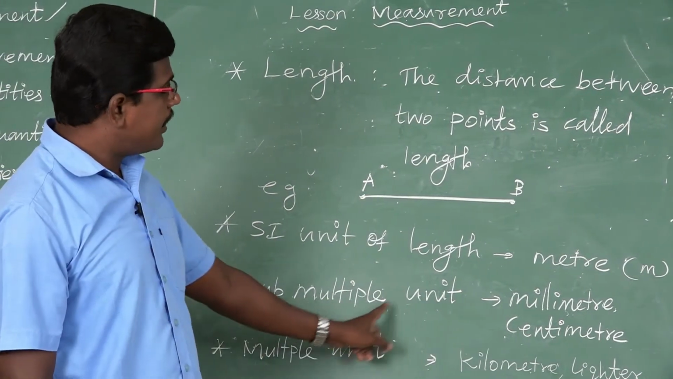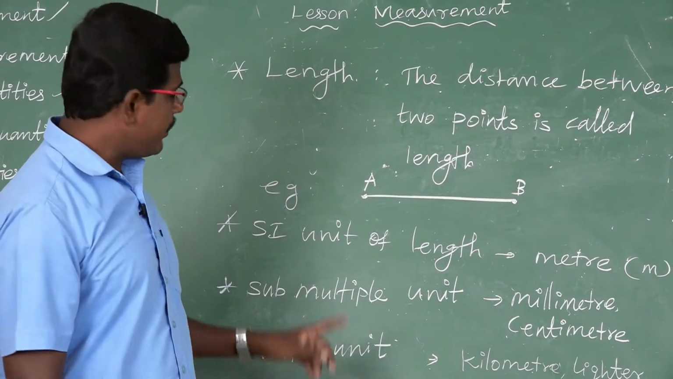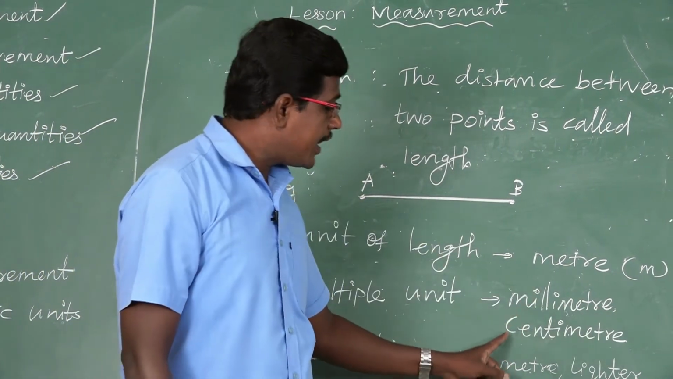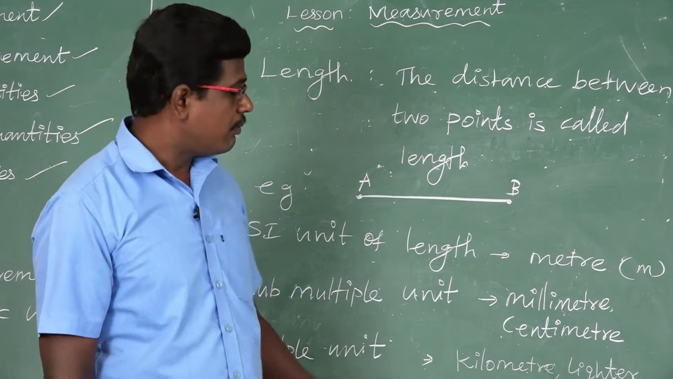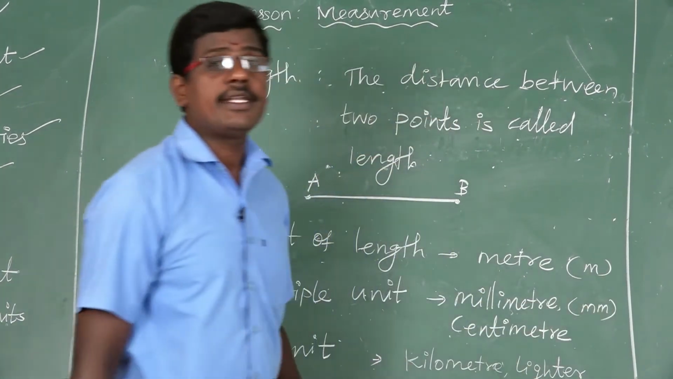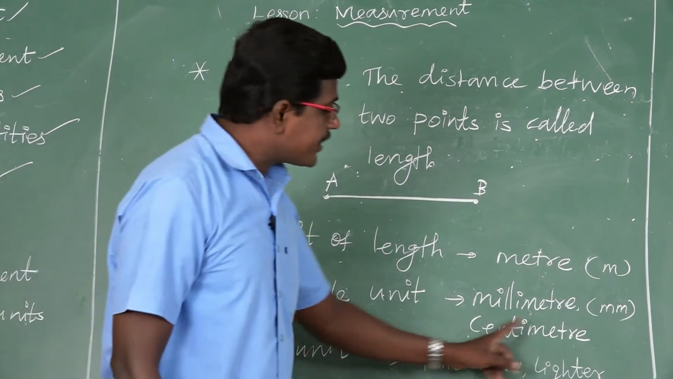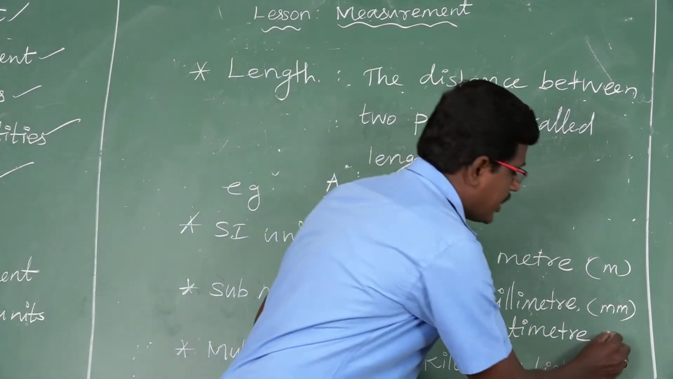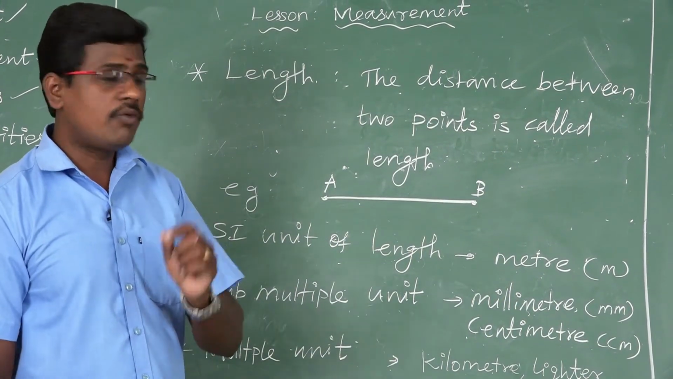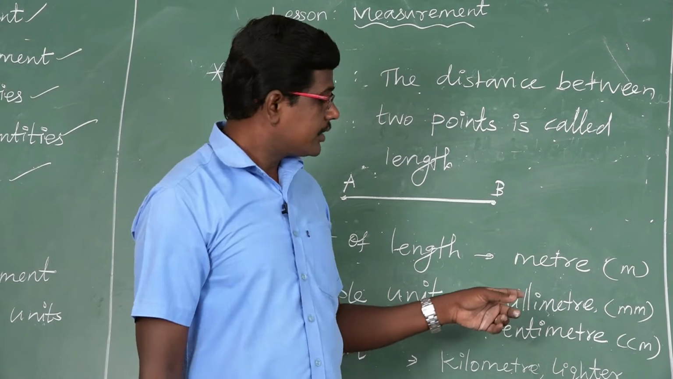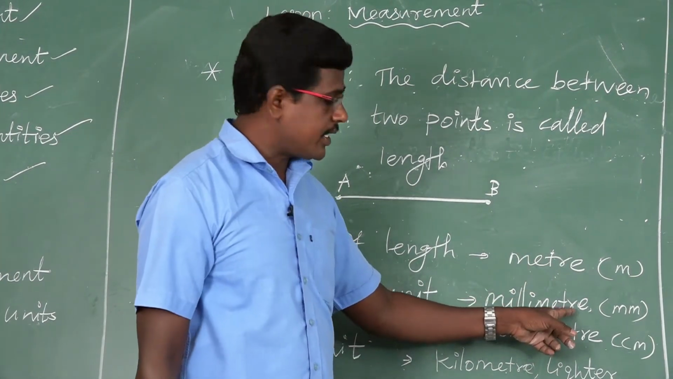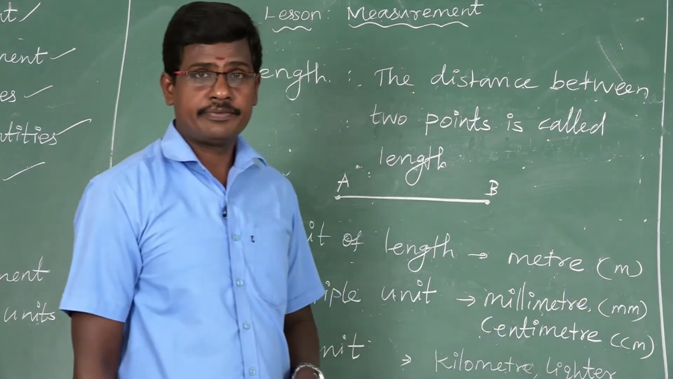Next, submultiple units. Examples of submultiple units are the millimeter and the centimeter. The millimeter symbol is mm. Next, the centimeter, symbol cm. These are used for measuring small lengths, such as the length of a wire or a thickness.